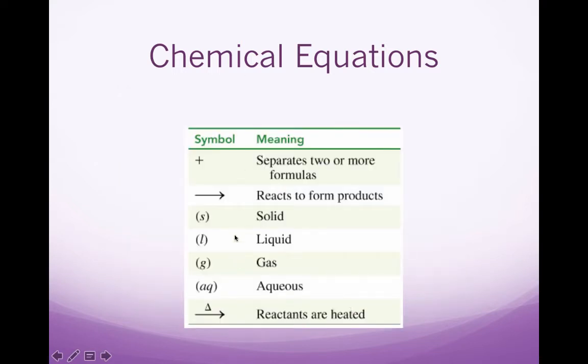Here are symbols that we use when we write chemical equations. A plus sign separates 2 or more formulas. The arrow means we react to form products. S means we have a solid, L means liquid, G is a gas, AQ is aqueous, which means dissolved in water, and then an arrow with a delta above it means the reactants are heated. It's really important to include the states of matter, this S, L, G, or AQ, in your chemical reactions if you know them.